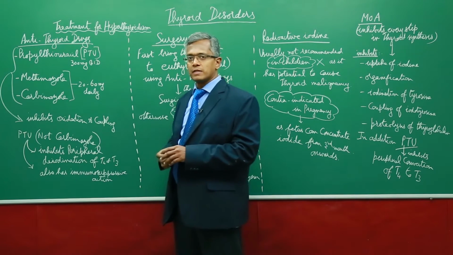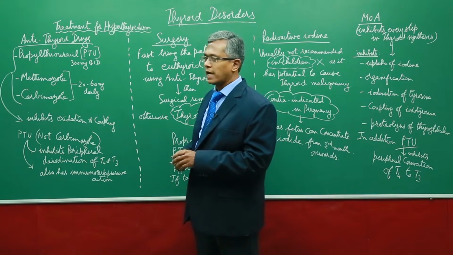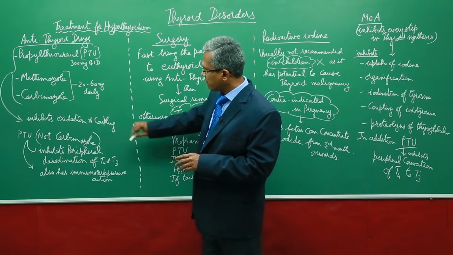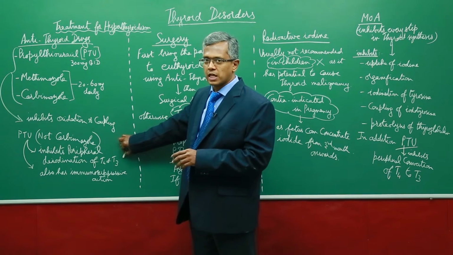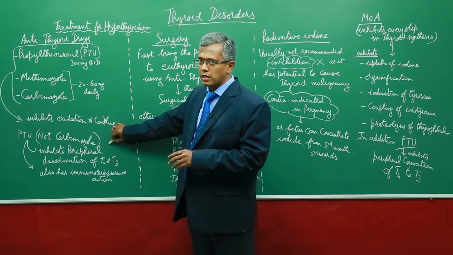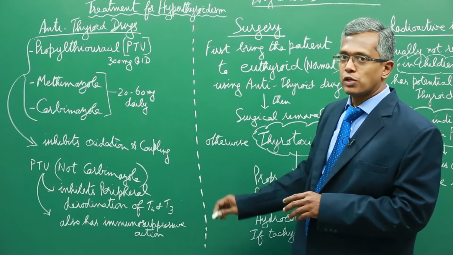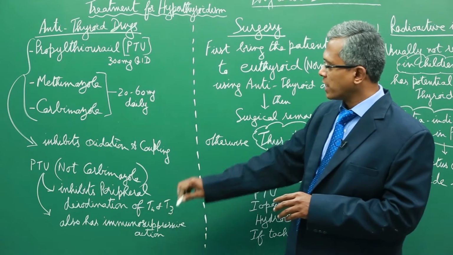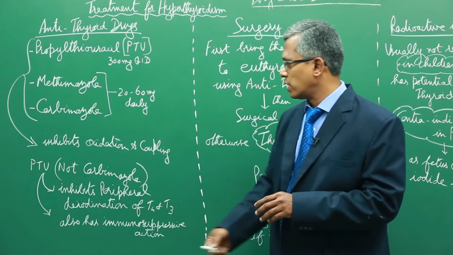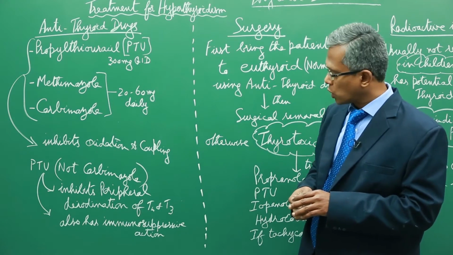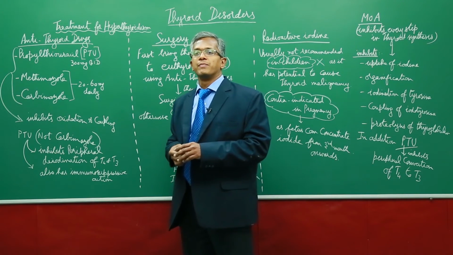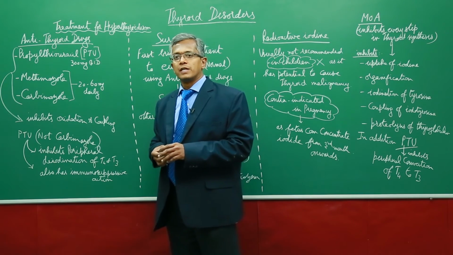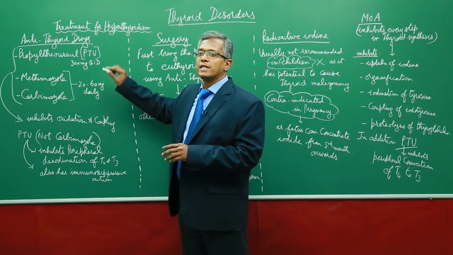The propylthiouracil has an additional action of inhibiting the peripheral deiodination of T4 and T3, whereas carbimazole doesn't do this. Apart from inhibition of oxidation and coupling, propylthiouracil also inhibits the peripheral deiodination. It also has an immunosuppressive action. So hyperthyroidism can be treated by using these anti-thyroid drugs.